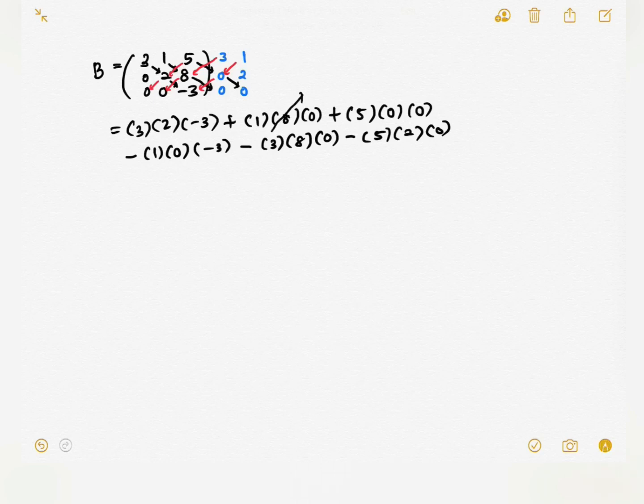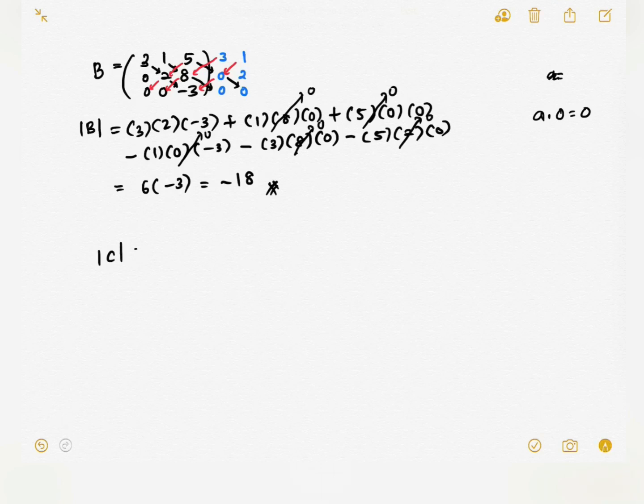There are 0s here because it's times 0, so everything times 0 will become 0. So 5 times 0 times 0 also 0, this one also 0, and this one becomes 0. What's left is only the first one, which is 6 times negative 3, and it becomes negative 18. So this is the answer for your determinant B. You may do the C, and the answer for C is determinant C equals 42.